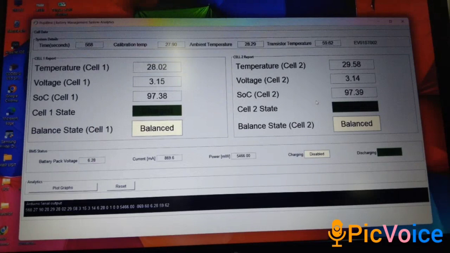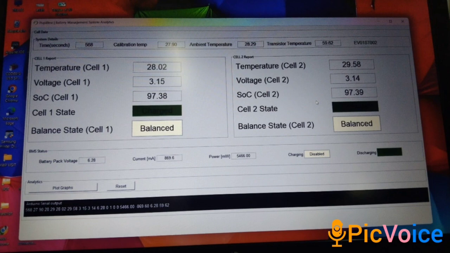Here we have the GUI section where we will measure every detail of the batteries, like battery voltage, battery current, temperature of the battery, status of the cell, whether it is discharging or charging, and the status of the battery, like whether the cell is balanced or unbalanced.